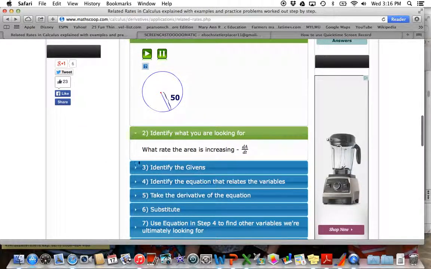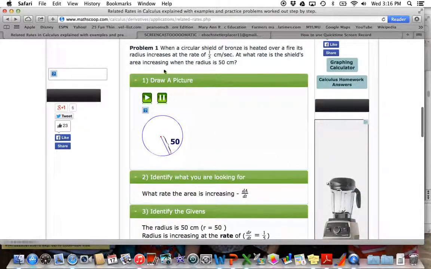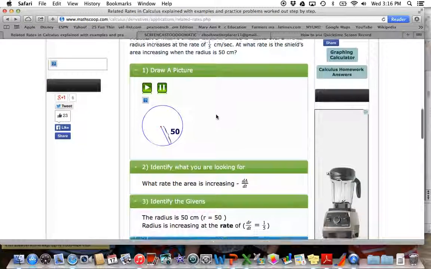Okay, so we know the radius is 50. We have that in our picture up here. We know it's increasing at a rate of 1/5. Why is this dr dt instead of dA dt? Well, it's dr dt because it's talking about how the radius is changing with respect to time. So if we went back to our original, it says the radius increases. That wasn't talking about the area. It was talking about how the radius increases.